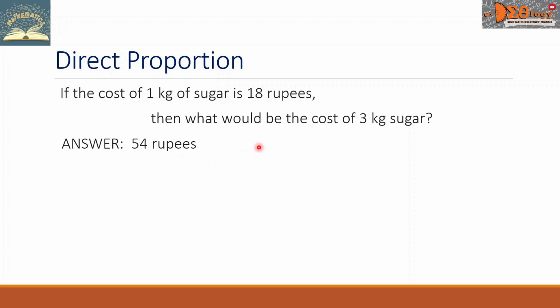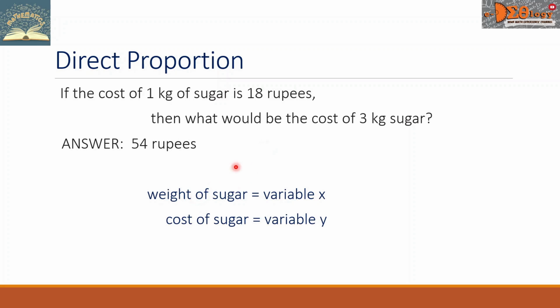In this problem, we see two variables. The first variable is the weight of sugar. We can refer to that as the variable x. And the cost of sugar can be the variable y.